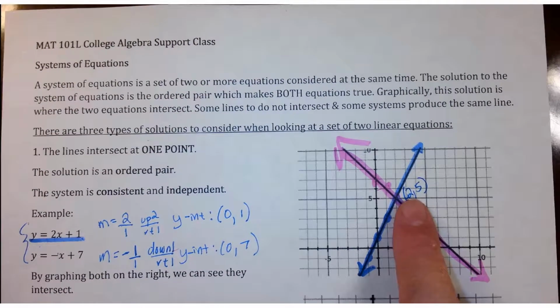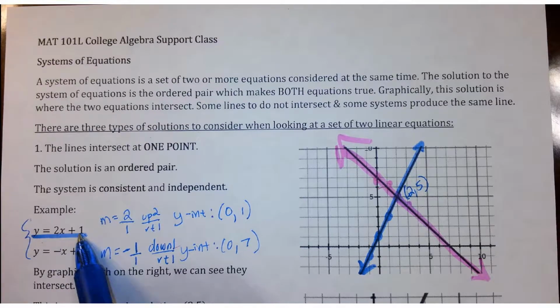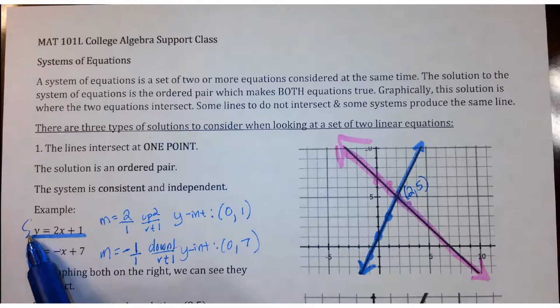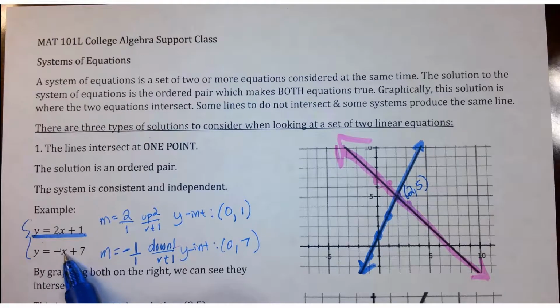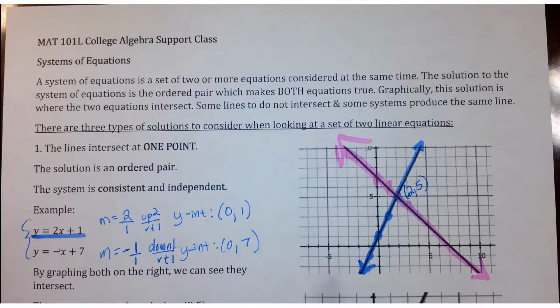As a note, if I take this 2 and 5 and plug it in here, this would be 2 times 2 plus 1, that's 5, and that does equal the y value of 5. If I plug that in here, negative 2 plus 7 is 5, because our x value is 2, and that does equal 5. So do you see that both of these are true at this point (2, 5)? This is when it does actually intersect.